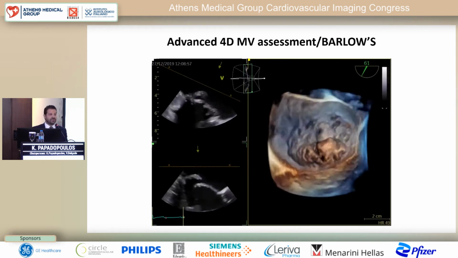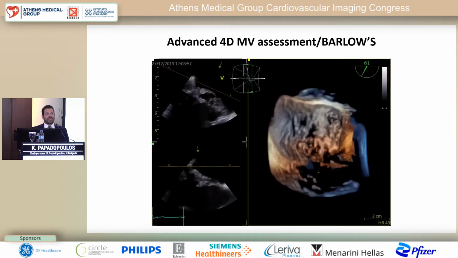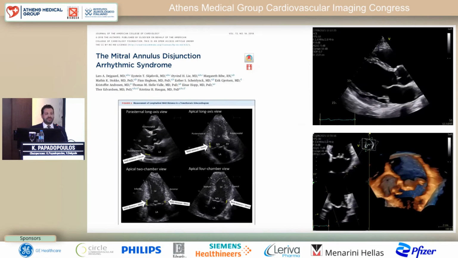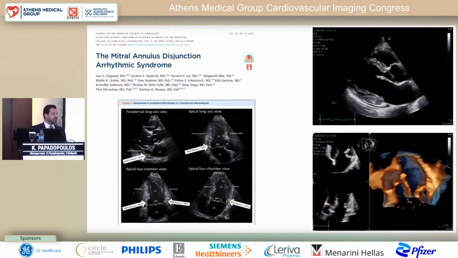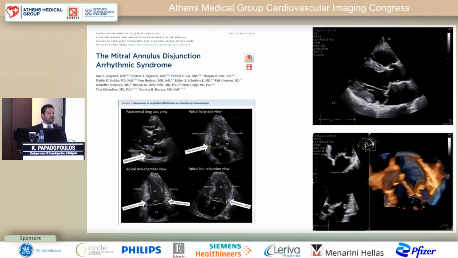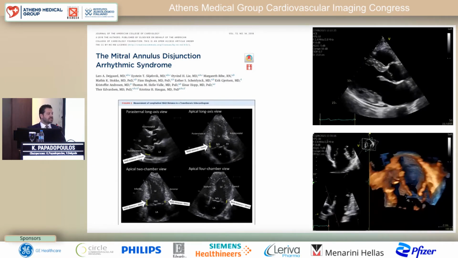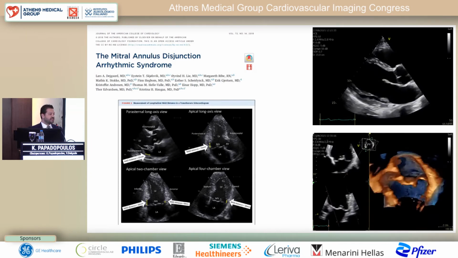And it's important to know that because the surgeons need to have this information if they are about to go to a repair. And as Dr. Özden said before, mitral annular disjunction is very important to know in arrhythmic syndromes and young people with malignant arrhythmias. We can appreciate this anomaly also with 2D and 3D echo.